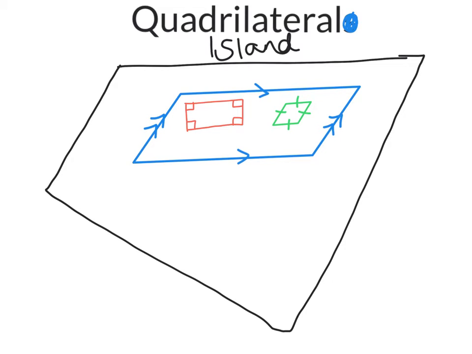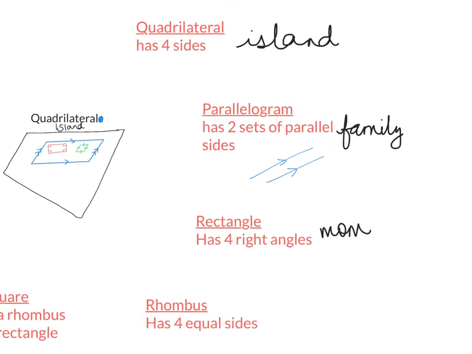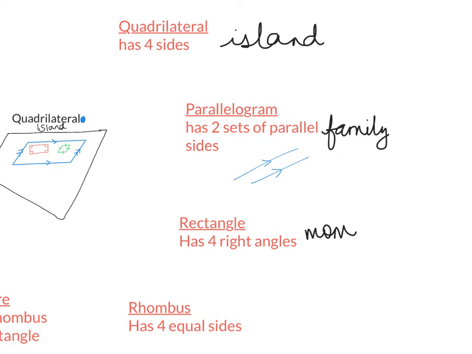So I'm going to zoom out so we can see the rhombus notes as well. Where are we? All right. So we've got the island and the parallelogram family, the mom. And so the rhombus is the dad. And again, the rhombus, the dad, he's part of the parallelogram family, so he also has sets of parallel sides. And he's on the island, so of course he has to have four sides himself.